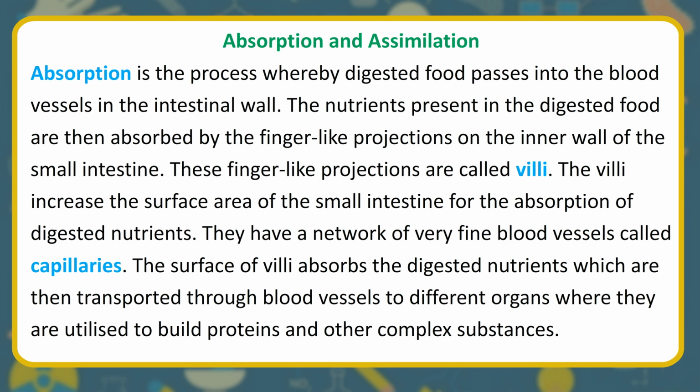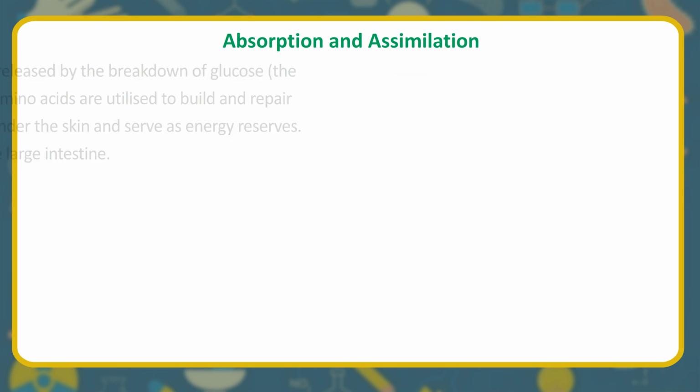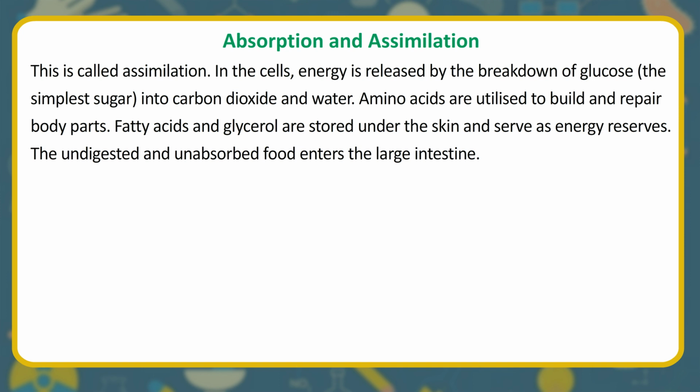The surface of villi absorbs the digested nutrients, which are then transported through blood vessels to different organs where they are utilized to build proteins and other complex substances. This is called assimilation. In the cells, energy is released by the breakdown of glucose, the simplest sugar, into carbon dioxide and water. Amino acids are utilized to build and repair body parts. Fatty acids and glycerol are stored under the skin and serve as energy reserves.